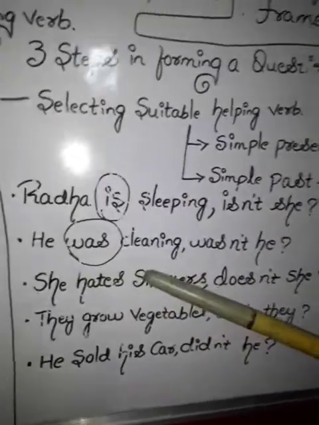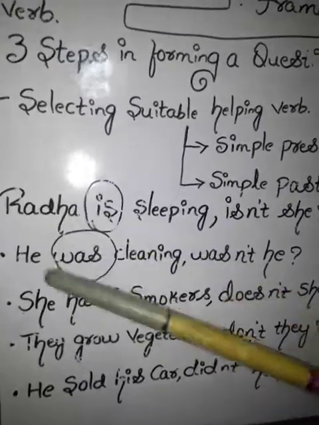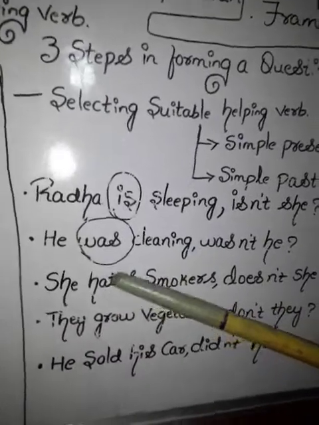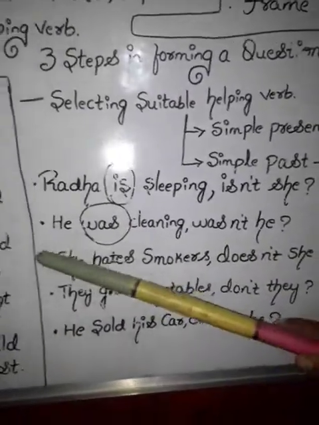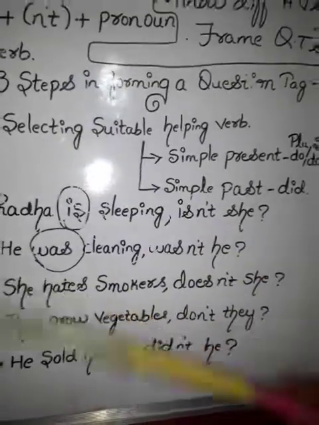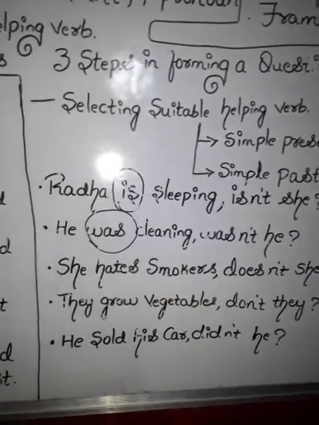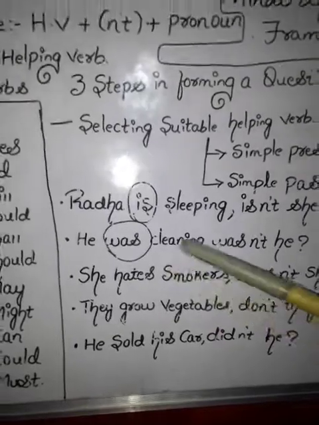He was cleaning. So was is also a helping verb which is there in the given statement. So we use was, not he. He is the pronoun in the given statement. This is the case when there is a helping verb in the given statement.